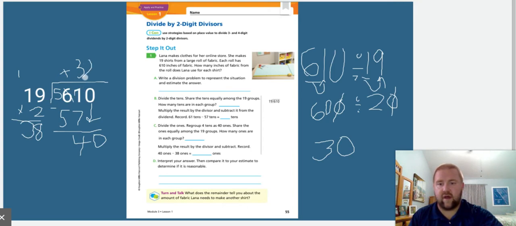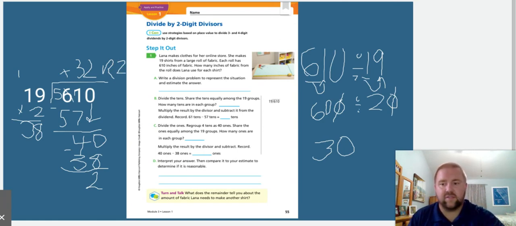That was my dividing. Multiplied gave me 38. I subtract. 40 minus 38 is just 2. And there's nothing else to bring down. So my answer here is 32 with a remainder of 2. Excuse me, that should be an R. Remainder of 2. But now we need to look at this problem and understand what they're asking us first.